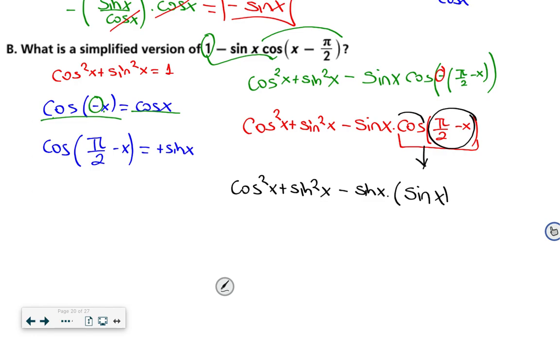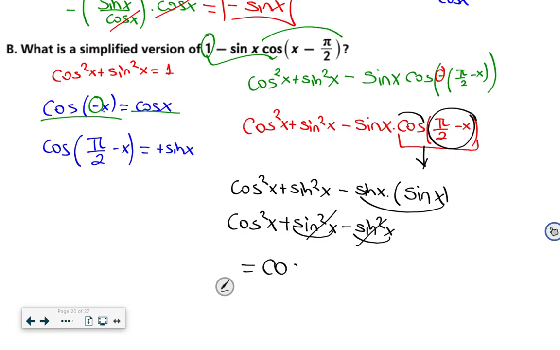So sine x times sine x is going to become cosine square x plus sine square x minus sine square x. So sine square x minus sine square x will be cancelled out. The simplified form is cosine square x. This is your answer. So 1 minus sine x times cosine x minus pi over 2 is equal to cosine square x.